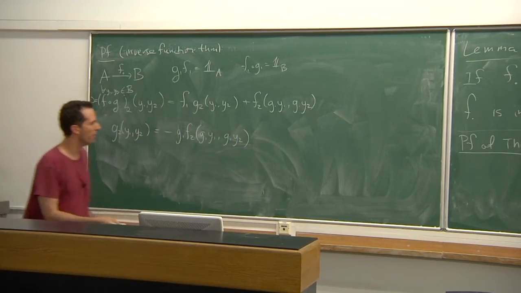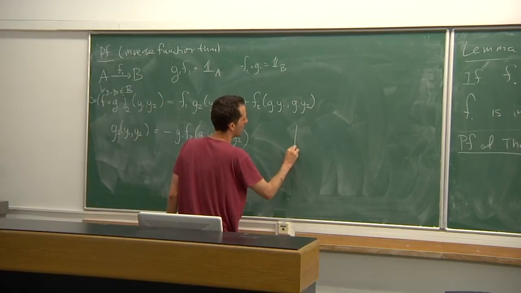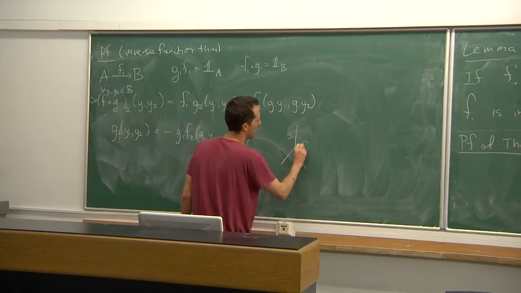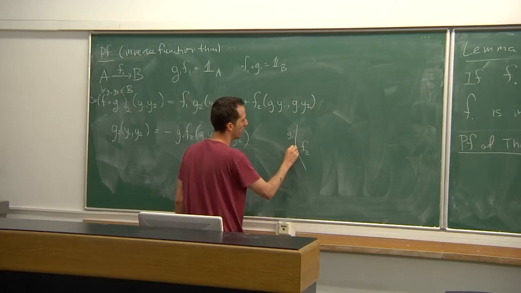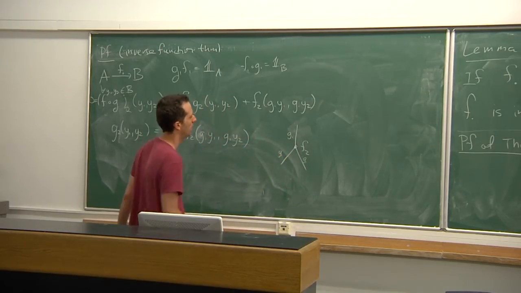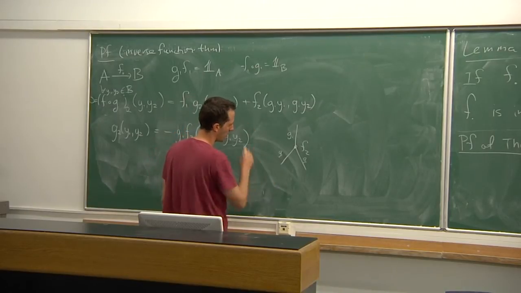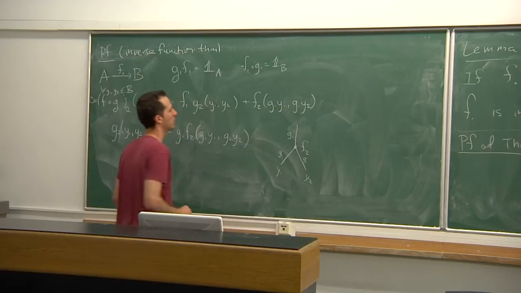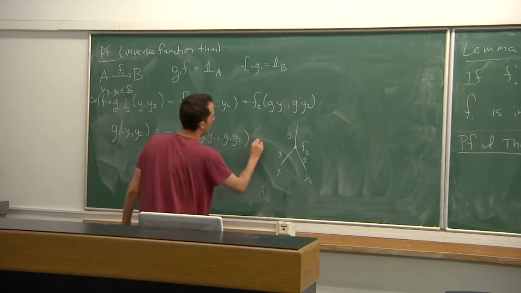Okay, and we can draw this as a tree. People like to draw trees, right, that has the operation f2 on the vertex, and all the edges have the g1, our inverse for the linear part. Here we can put y1 and y2 as inputs, and the output is the morphism. So this is g2.